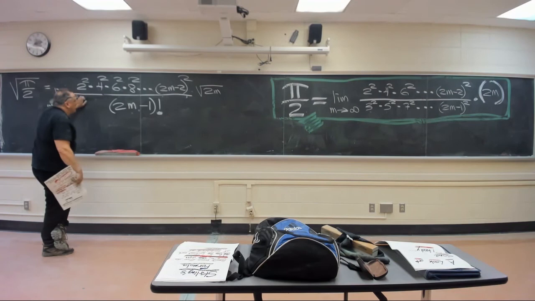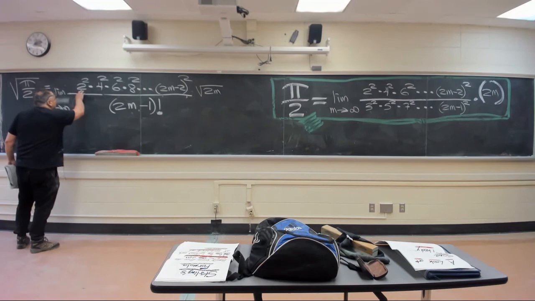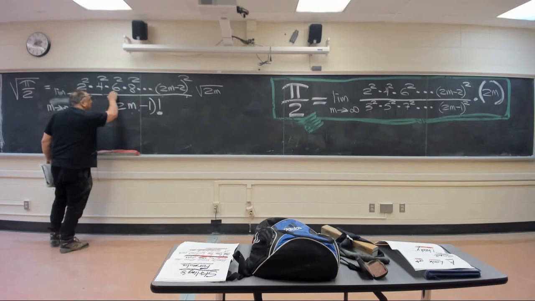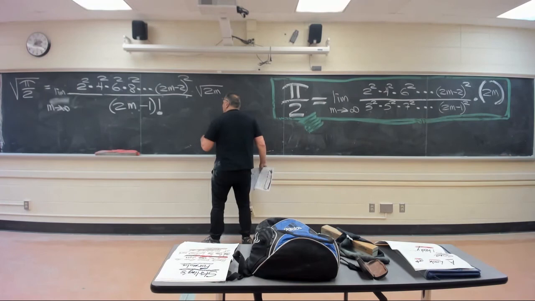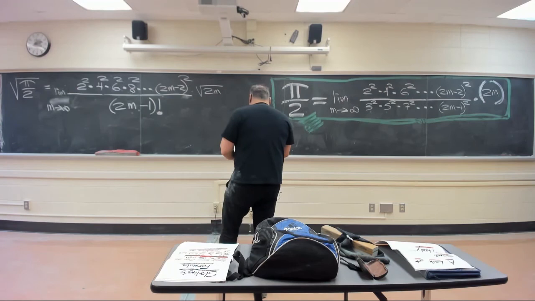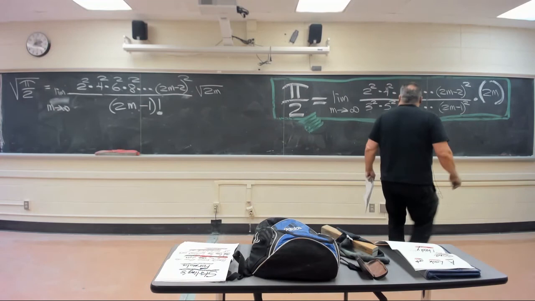Let us see exactly what we can say here, guys. 2 times 1 is 2. 2 times 2 is 4. 2 times 3 is 6. Okay, so it's 2 times all those. Why don't you pull a 2 out of there a bunch of times? There's m minus 1 of these. As we said, it was this, right? 2m.